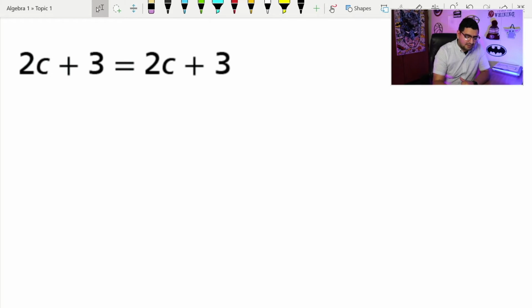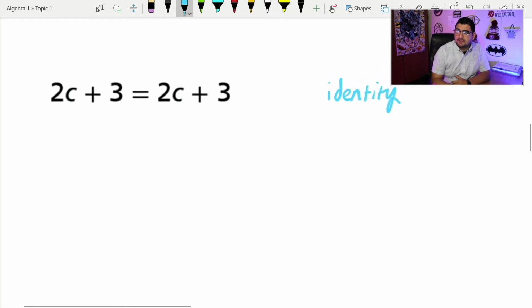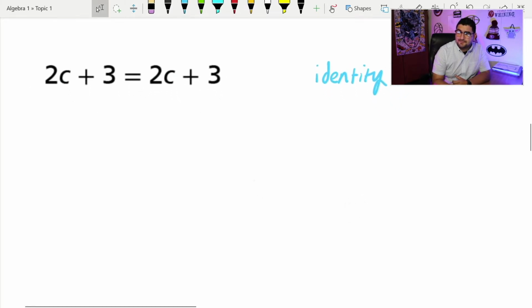So let's begin. Here we see we have 2c plus 3 equals 2c plus 3. Now this, right off the bat, some of you might notice, well, it's the same exact thing written twice. We're setting something equal to itself. This is a clue that this is going to give us what we call the identity, which means we can actually put in any value for c and still get the correct answer.